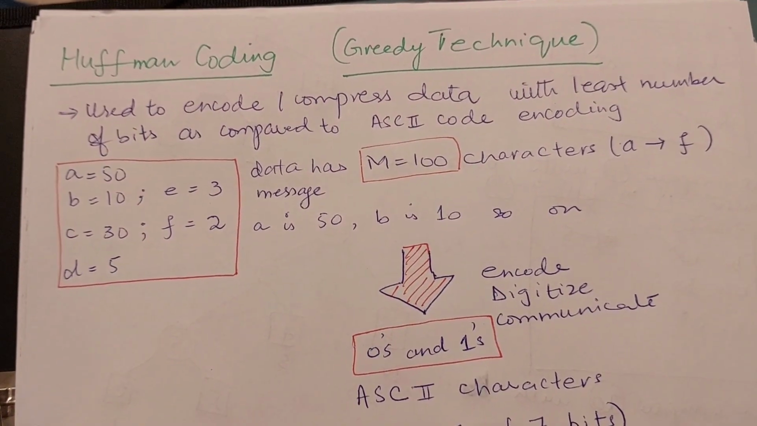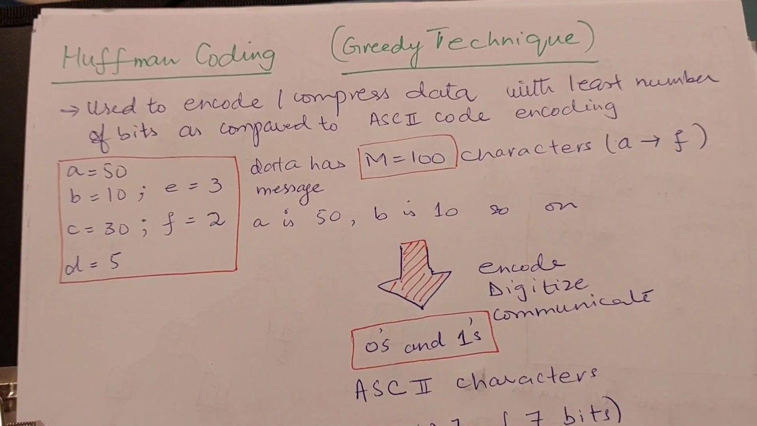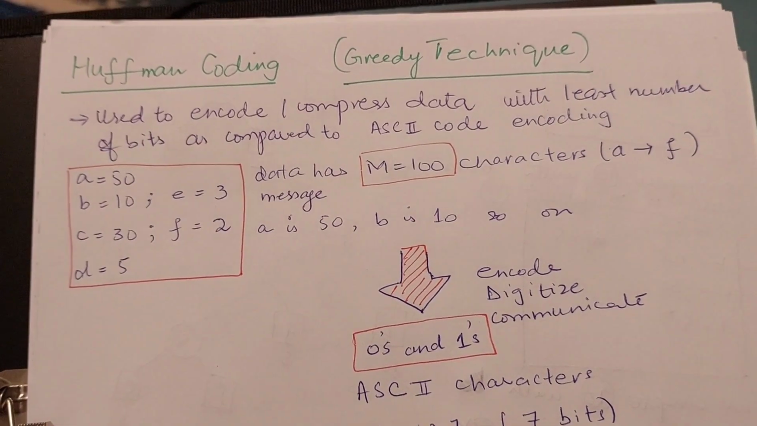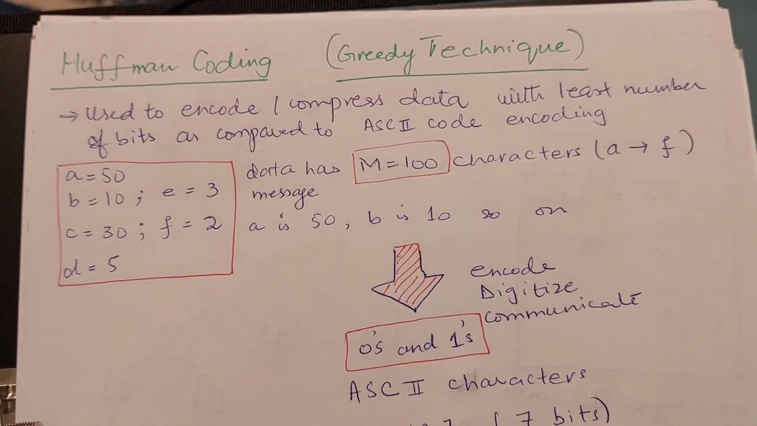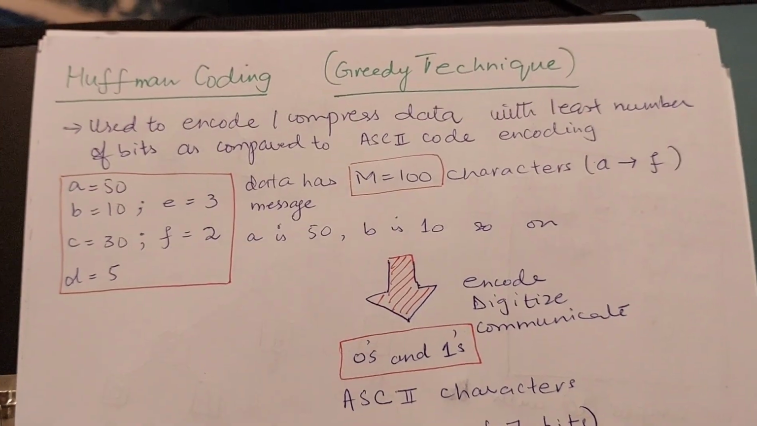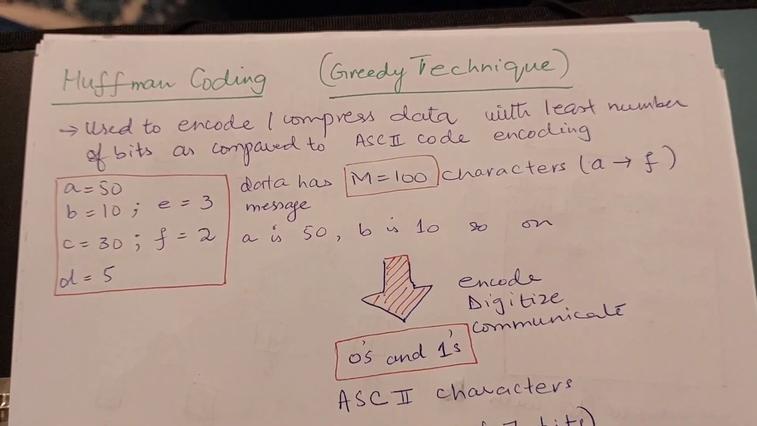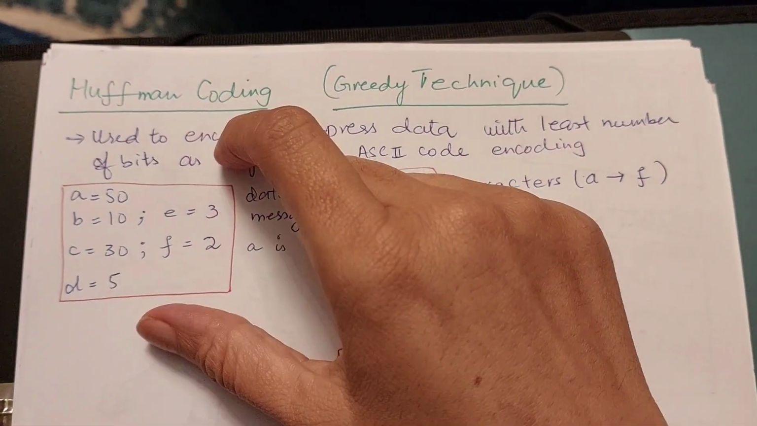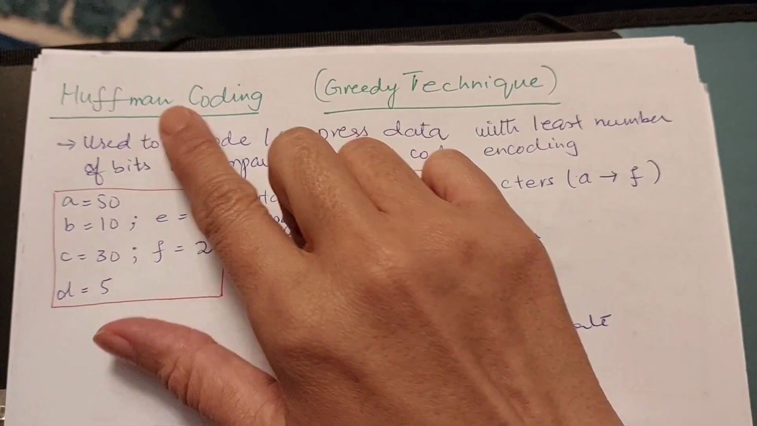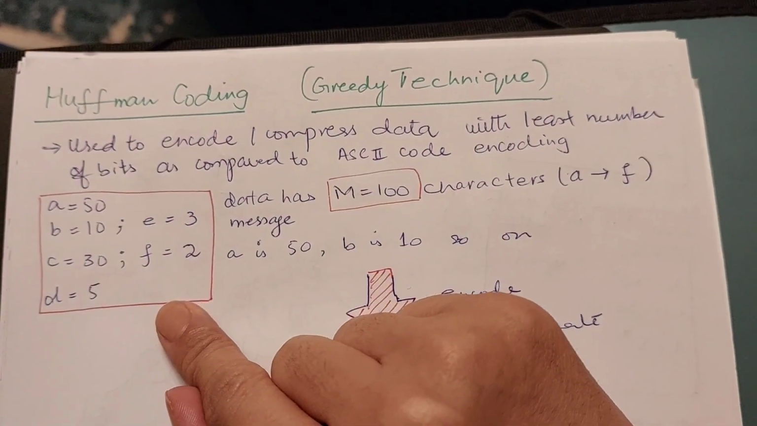Huffman coding is basically a greedy technique that is used to encode compressed data with the least number of bits as compared to ASCII code encoding. So basically what you have to understand is how you do Huffman coding. In order to explain that, I have taken an example.